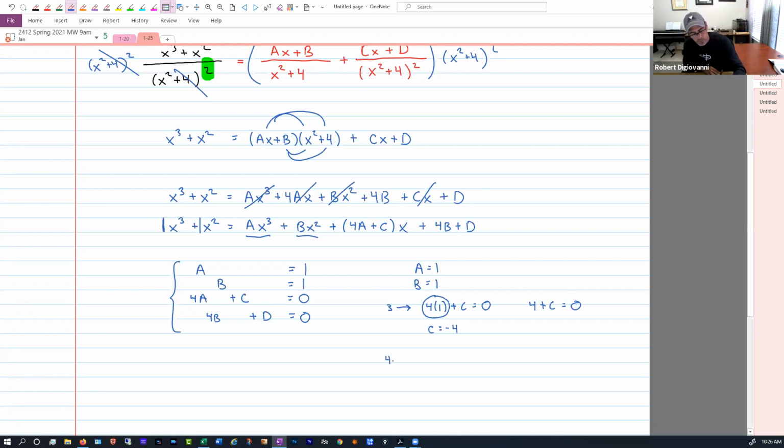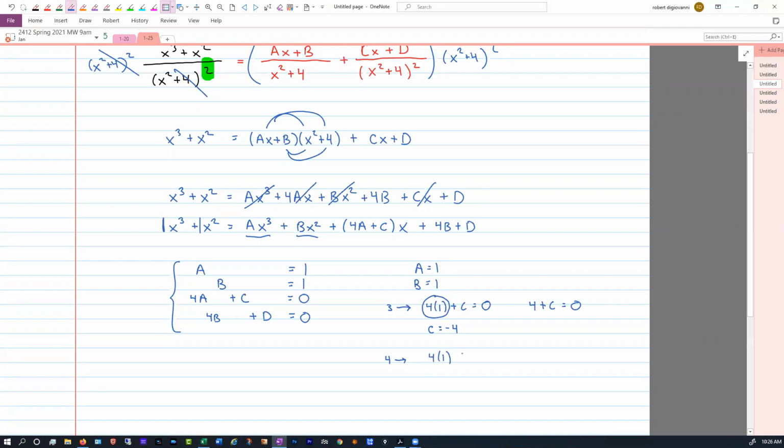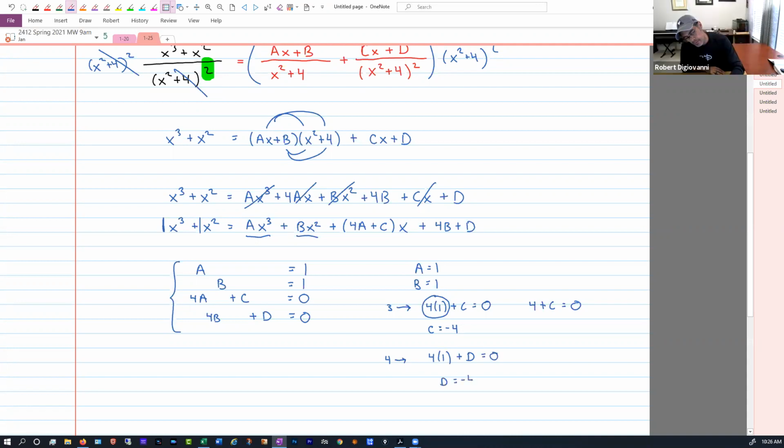So equation 4, let's see. Genesis, what do you have for that one? It would also be negative 4. Yep, d is negative 4. There we go.